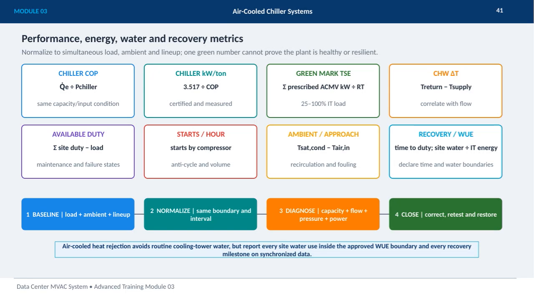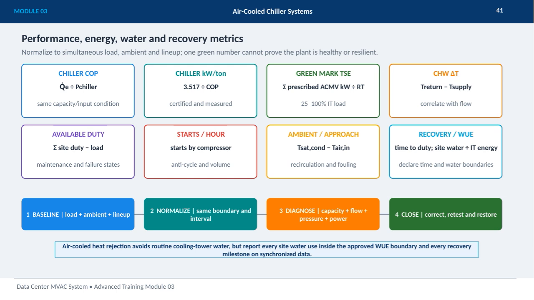In this slide, we focus on key performance, energy, water, and recovery metrics for air-cooled chiller systems in data center MVAC setups. It's crucial to normalize these metrics to simultaneous load, ambient conditions, and equipment lineup because a single green number doesn't guarantee the plant is healthy or resilient. For example, the chiller's coefficient of performance, or COP, is calculated by dividing the cooling output by the chiller's power input, ensuring comparisons are made under consistent capacity and input conditions.